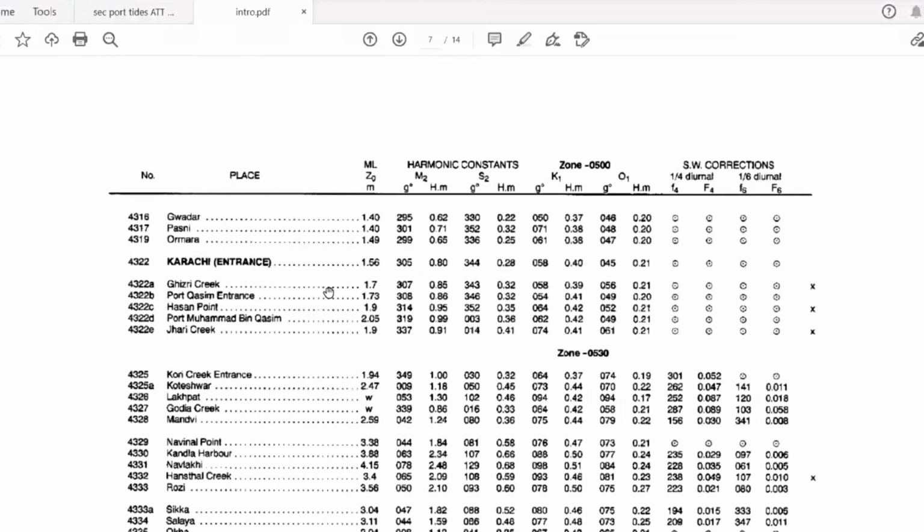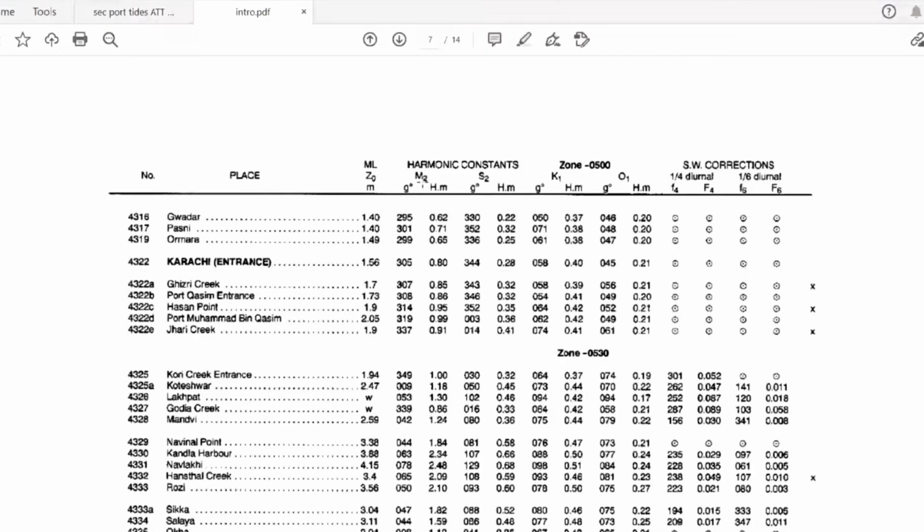Now what all is given in this part 3? Mean level, which is known as Z0, in meters. So Karachi has a mean level of 1.56 meters. That is the value of Z0. Harmonic constants are always given as M2, S2, K1, O1. So what does that mean, M2, S2, K1, O1?